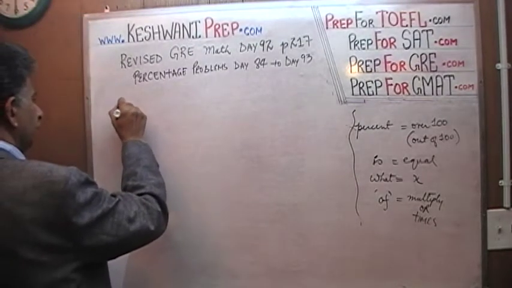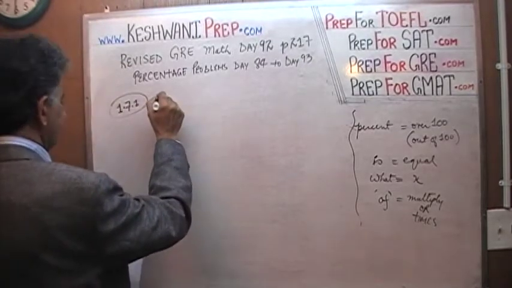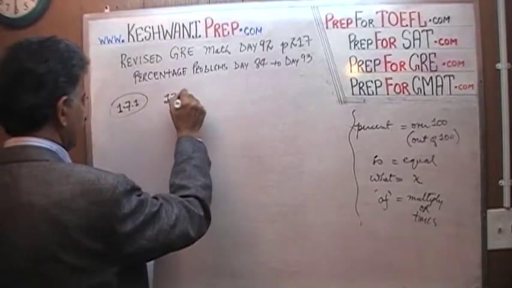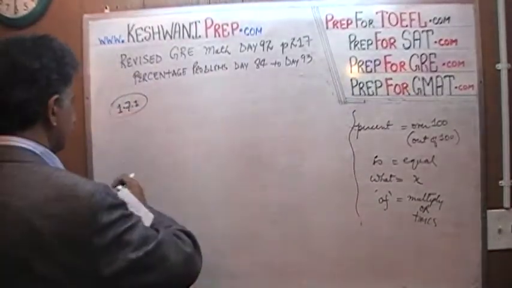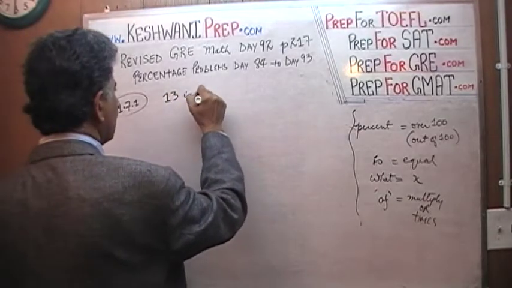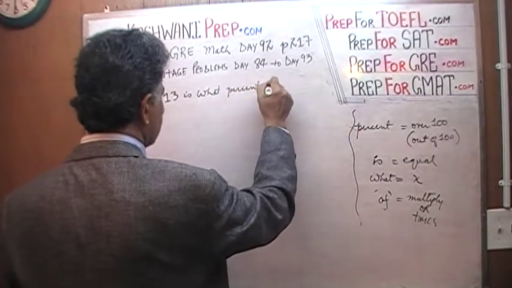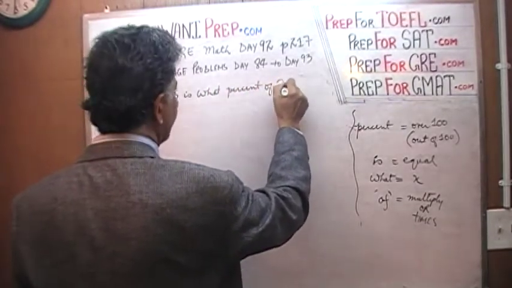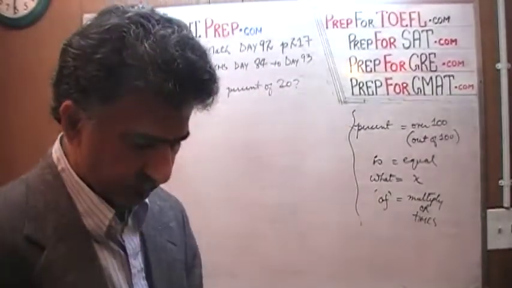Here is the first one, 1.7.1. The question is: 13 is what percent of 20? There are a couple of ways of solving this, and we're going to do it both ways.